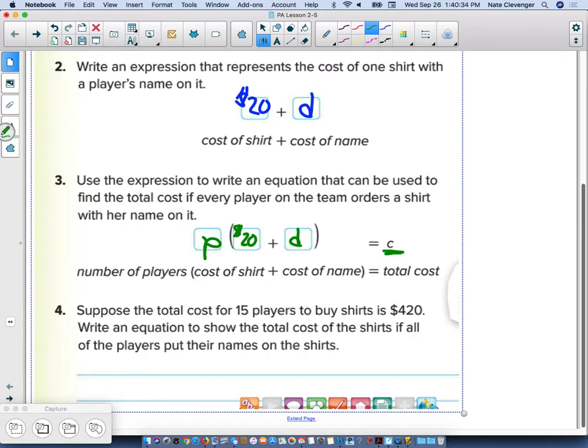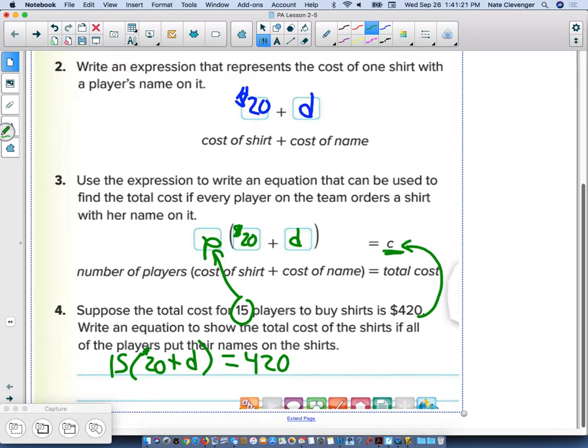All right. Moving on, number 4. Suppose the total cost for 15 players to buy a shirt is $420. So they're giving us one of those variable amounts now. They're giving us a number, 15 players, to put in here, and the total cost to put in here. So let's do that. 15 players times $20 plus D is going to equal 420.